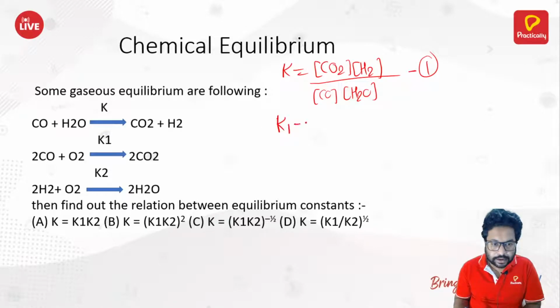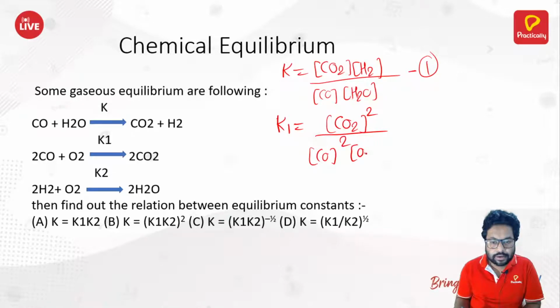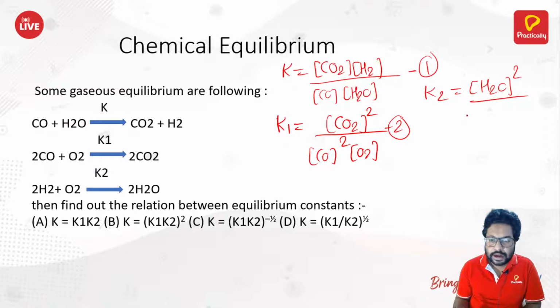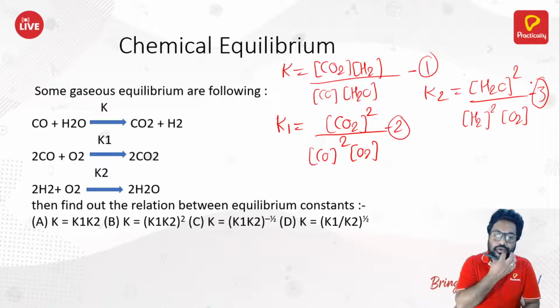K1 is what? K1 is CO2 square divided by CO square and O2. And lastly, you got the K2. This is equation number 2. K2 is what? K2 is H2O square divided by H2 square and O2. That is your equation number 3. So equation 1, 2 and 3. Now we need to find out the relationship between them.